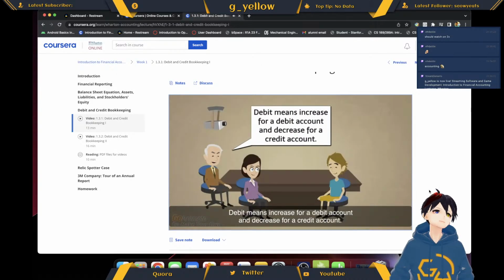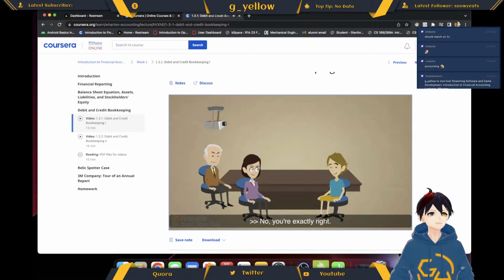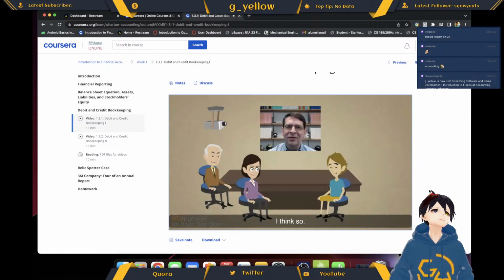I think I've got it. Debit means increase for a debit account and decrease for a credit account. And credit means increase for a credit account and decrease for a debit account. Or is it the other way around? No, you're exactly right. Debits increase a debit balance account and decrease a credit balance account. Credits increase a credit balance account and decrease a debit balance account. Did I say that right? Yeah, I think so. Anyway, let's just go on.